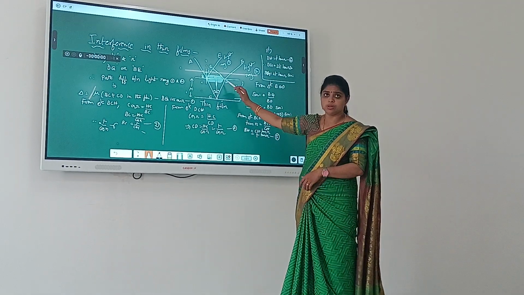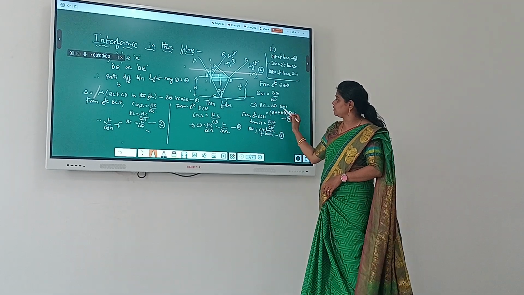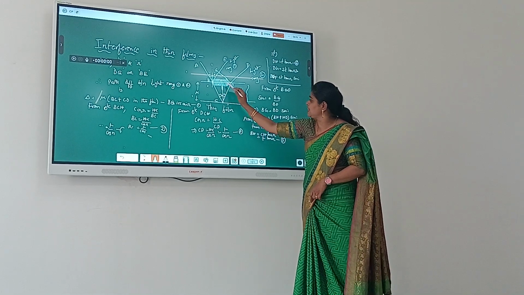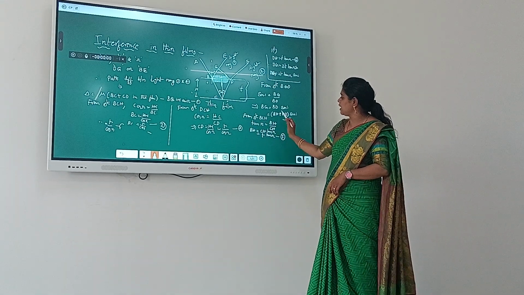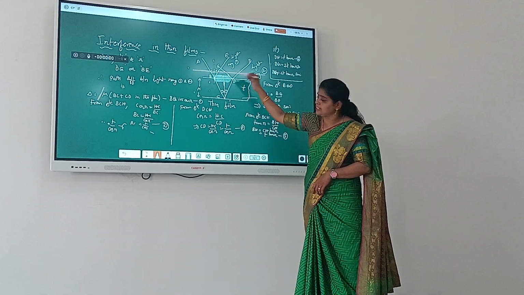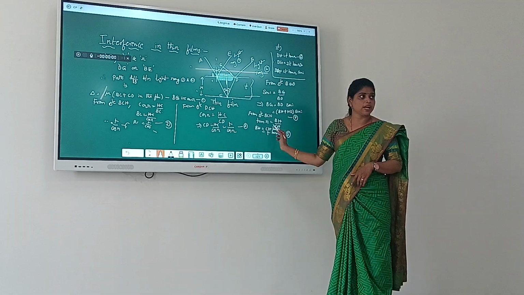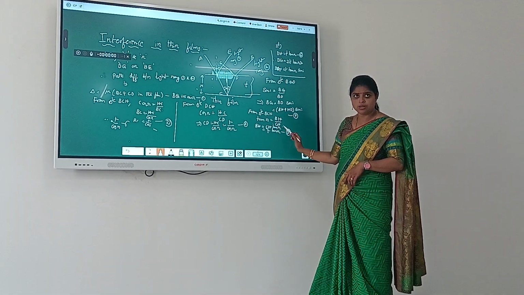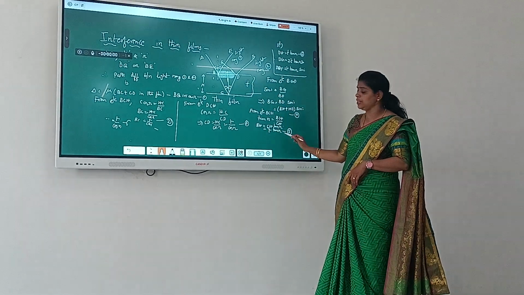So sin I equals BC by BD. So BC equals BD into sin I. Again BD equals BH plus HD, so BC equals (BH plus HD) into sin I. Here you can calculate the value of BH. Take triangle BCH. Now tan R equals BH by CH. So BH equals CH into tan R. The CH value is T. So BH equals T into tan R.